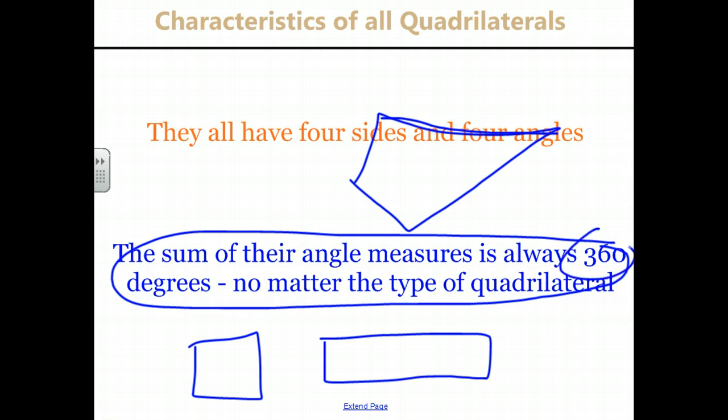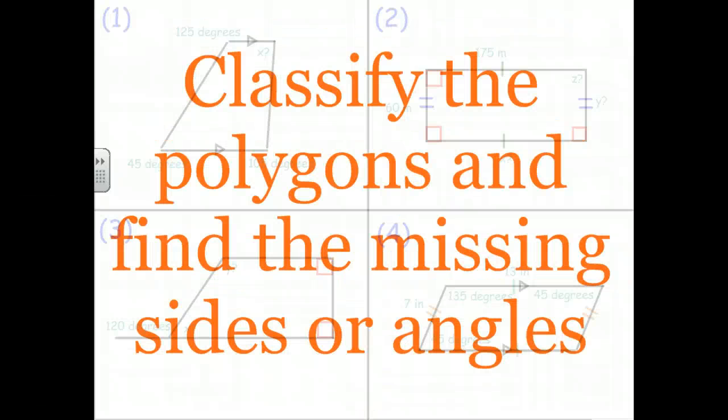Any of them, they all have 360 degrees. So based on the fact that they all have 360 degrees, and we know what the markings are for equal sides and parallel lines, we can identify what these quadrilaterals are. For the next 4 problems, you're going to go ahead and pause the video and classify the polygons and find the missing sides or angles.